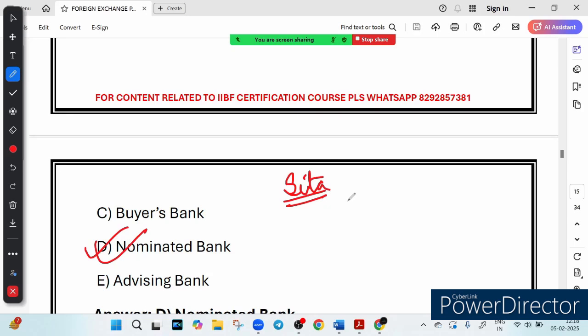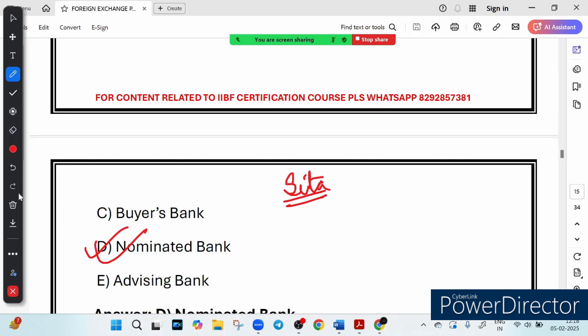Option E says advising bank. This is not correct. The advising bank is the bank that advises the exporter of the LC. The advising bank confirms the authenticity of the LC and communicates the details to the beneficiary. It does not make the credit available to them. For example, John is an exporter who receives an LC from his bank. The advising bank informs John that the LC has been issued, but it does not actually pay him. So this question is regarding the payment.